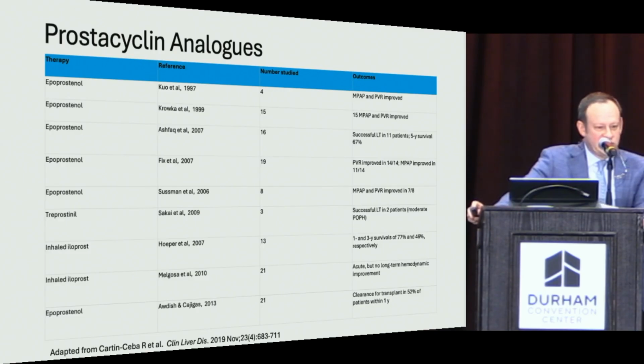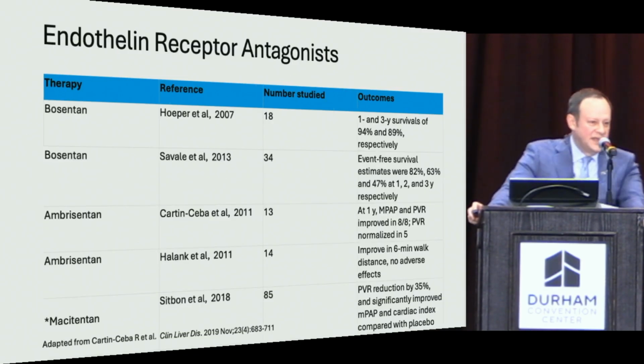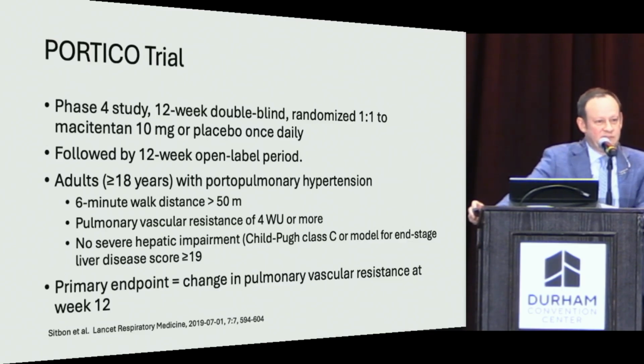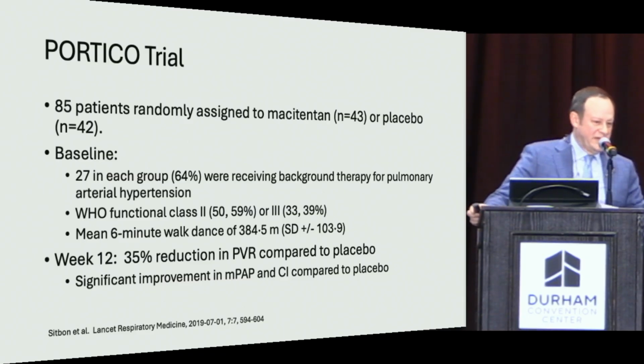We're not going to go over this in detail, but just to show you, amongst the prostacyclin analogs, PDE5 inhibitors, and sGC stimulators, as well as endothelin receptor antagonists, we're largely looking at case series, case studies, retrospective analyses, uncontrolled data. However, we do have one randomized controlled trial called the PORTICO trial looking at the use of macitentan in these patients. This was a phase 4, 12-week double-blind randomized trial of macitentan 10 milligrams versus placebo, followed by a 12-week open label period. And what was observed, the primary endpoint of change in pulmonary vascular resistance at week 12, was that there was a 35% reduction observed in PVR compared to the placebo group.